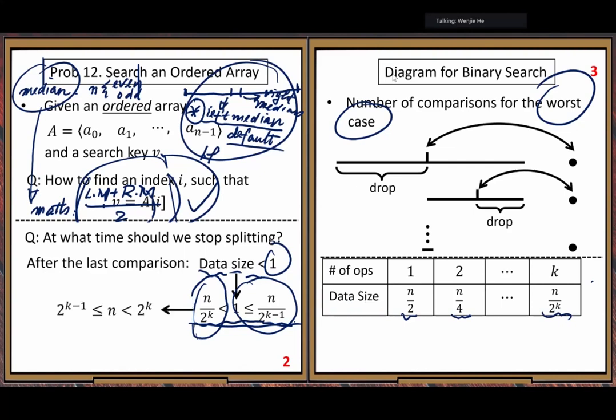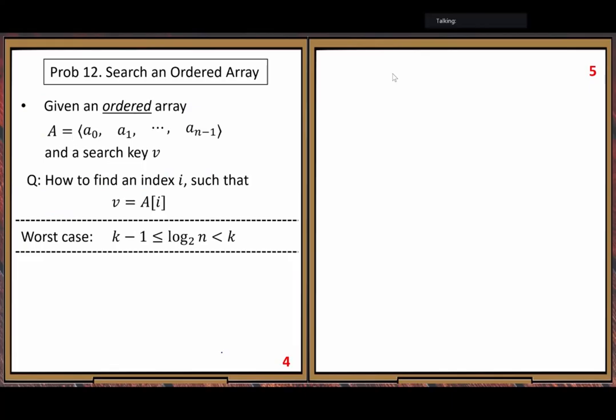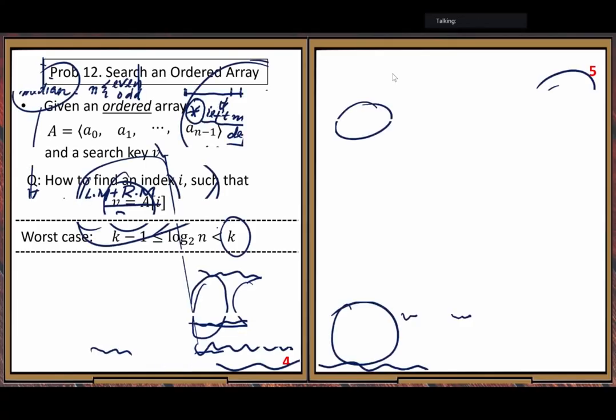So let's simplify this inequality. Then we take log base 2. We want to find the range for k. And our goal, we want to find, oh, what's wrong? So messy. The software is so bad today.